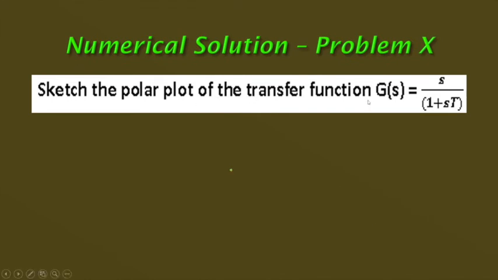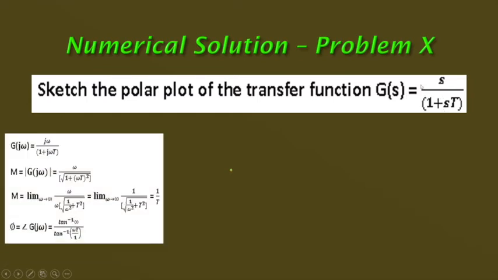Sketch the polar plot of the transfer function G(s) given as s divided by 1 plus sT. Put s equal to j omega, then calculate the magnitude. So magnitude is equal to omega divided by root over 1 plus omega T whole square. Then taking phase angle, the phase angle is equal to tan inverse infinity, because y by 0, minus tan inverse omega T by 1.